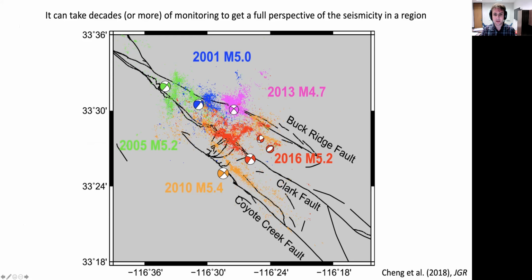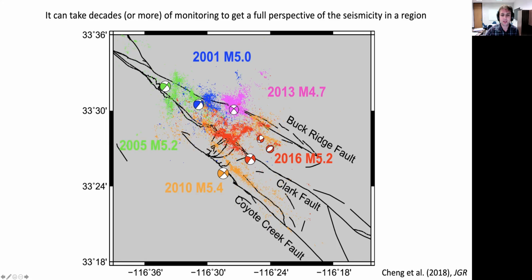magnitude 5 sequences here since 2001. And if you look at their aftershock patterns, so they're color-coded by the sequence, there's virtually no overlap between any of these sequences. And in particular, if you look at the orange ones here, which is the 2010 sequence, it essentially fills out kind of a boundary around the eventual area that aftershocks fill in during this 2016 sequence.